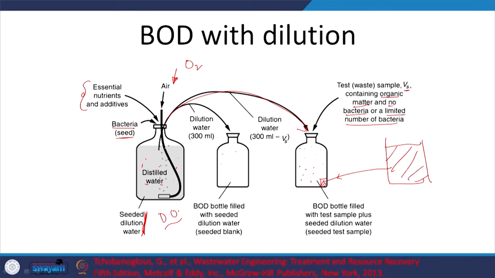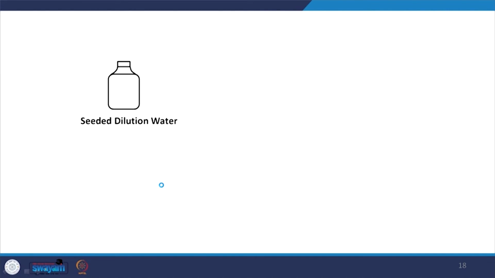Because I am adding some seed, that itself can lead to some BOD, right. So, that is why I will also have a blank, which is only the seeded dilution water. So, I will have to measure the BOD test for 2 samples, one for this and also for this, to check if there is any BOD in the seeded dilution water also, right. With an example it should be clearer. Let us see what we have.